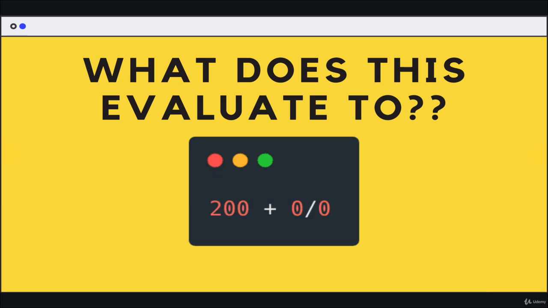And then our final one, what does this evaluate to? 200 plus 0/0. Okay, pause if needed. Well, what happens first? Order of operations. 0 divided by 0. Well, we just saw that evaluates to NaN, or not a number. Then 200 plus not a number. Well, not a number spoils everything in math, and we end up with not a number again. So the overall answer here is not a number. Anytime you try and do any operation involving not a number, you're going to end up with not a number.